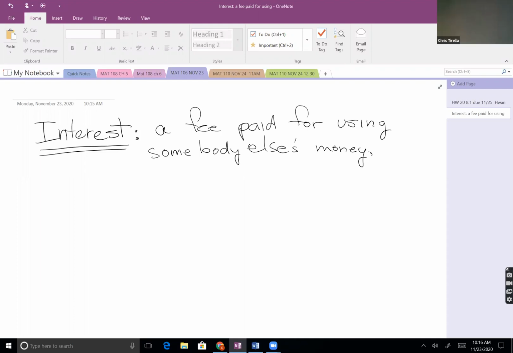If you borrow money, you pay interest. You pay them for the privilege of using their money. If you put money in the bank, they pay you interest because they actually use your money to loan out to other people. Usually it's expressed as a percent.